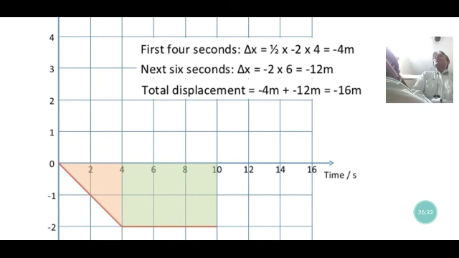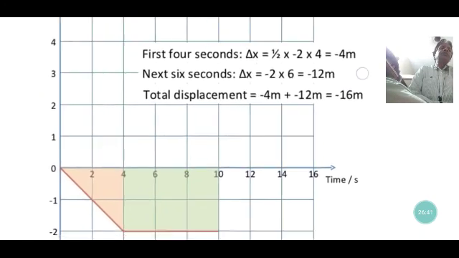So the object is moving in the opposite direction, so the displacement becomes negative here. Okay.